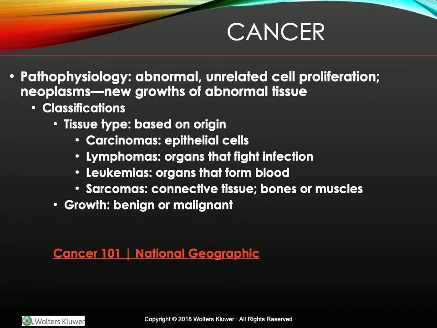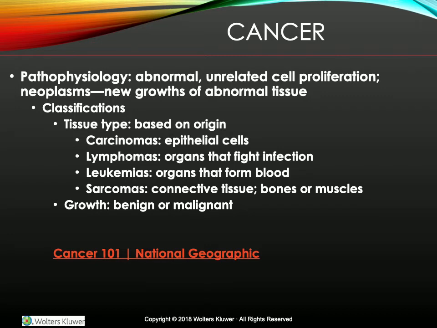So cancer is when the body's own cells replicate unchecked. Normal cells have a regulatory mechanism, and that tells them when to stop. However, cancer cells don't have anything that regulates them. Now, cancer is classified by growth and tissue type.